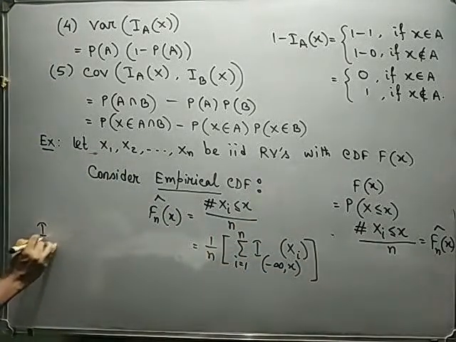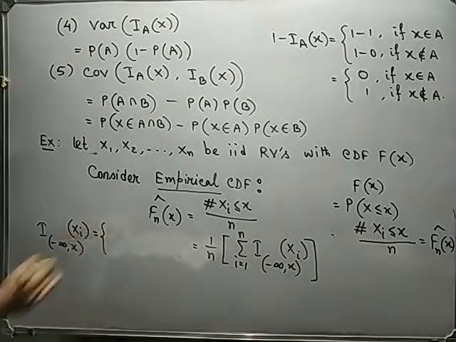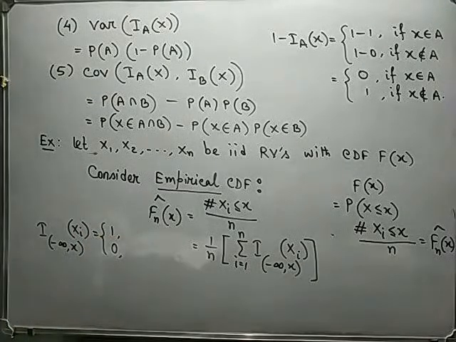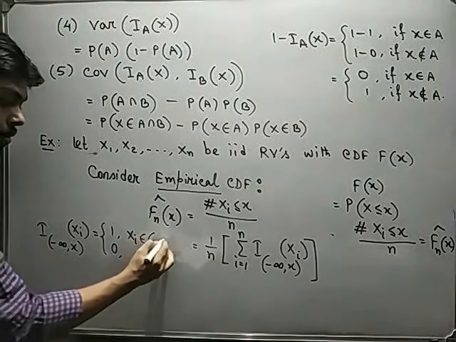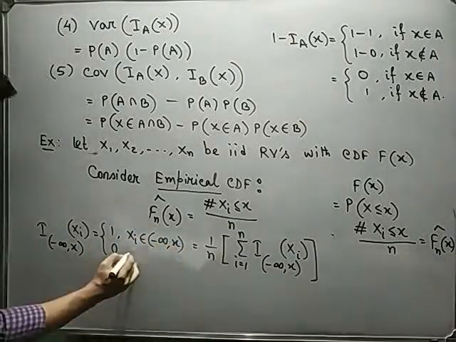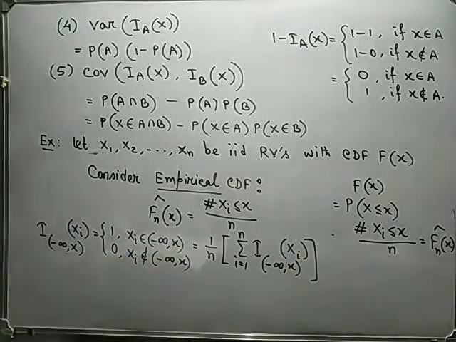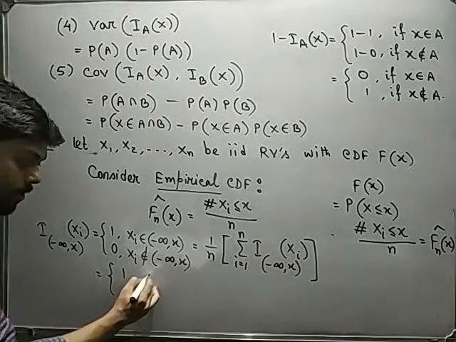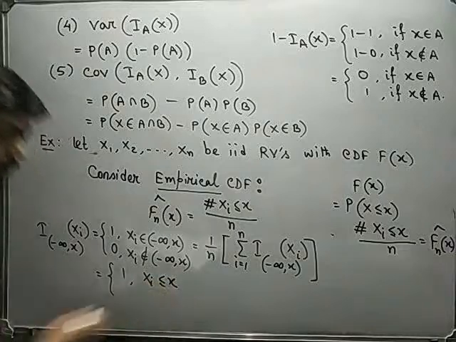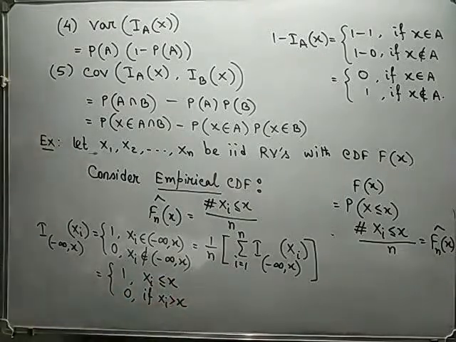Now this I(-infinity, x)(Xi) denotes an indicator that takes the values 1 and 0. It will take the value 1 if this capital Xi belongs to (-infinity, x], and 0 if it doesn't belong to (-infinity, x]. That means we can say it will take the value 1 if xi is less than or equal to x, and 0 if xi is greater than x.